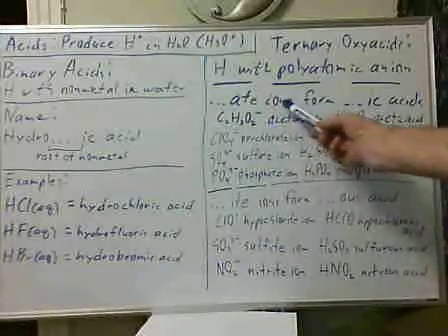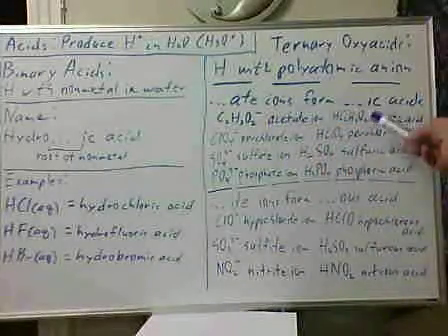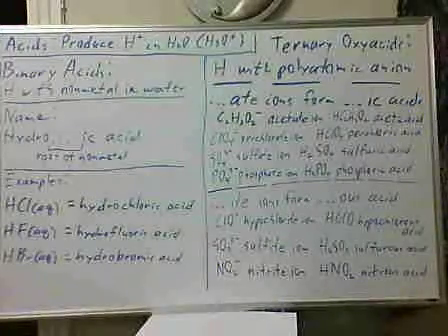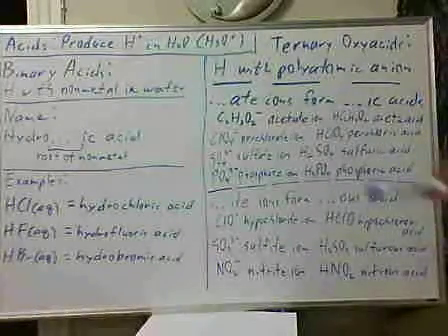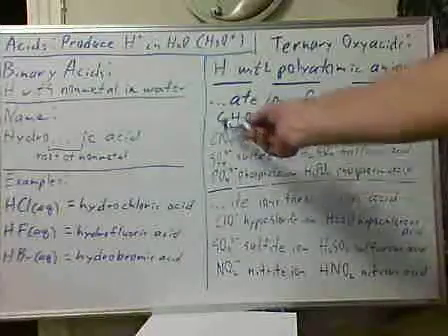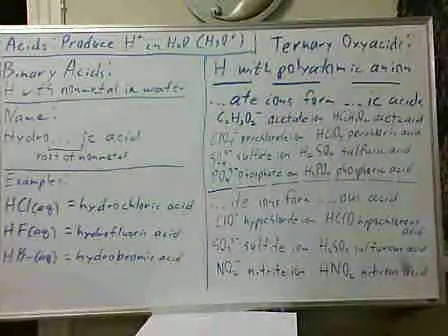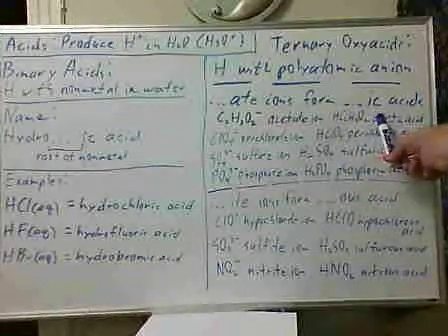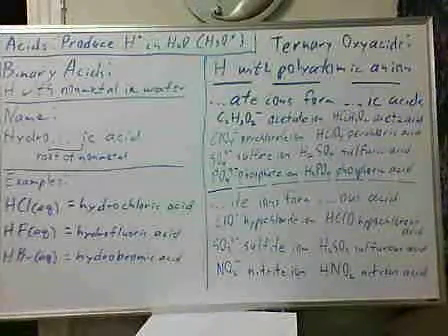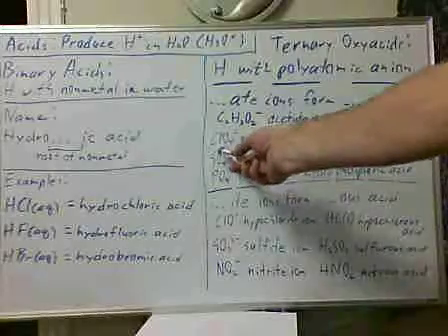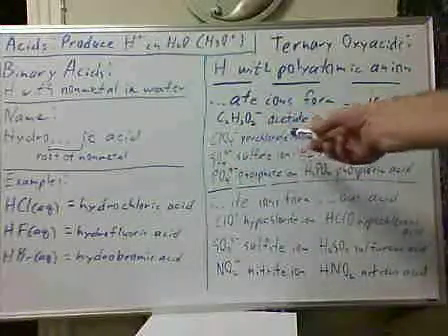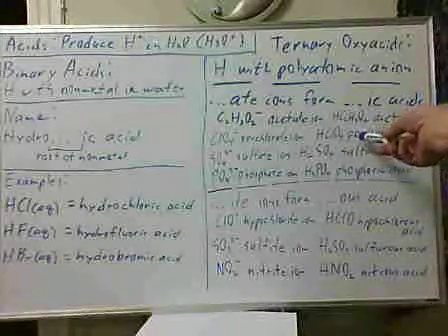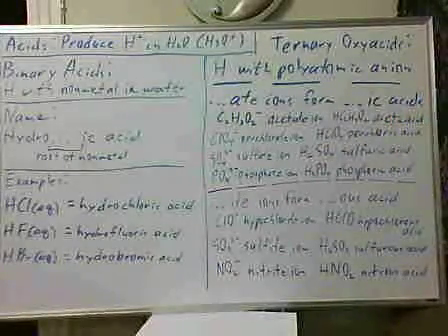So we're taking the root of the ion and changing the ending to an ic ending and throwing the word acid after it. So acetate ion, C2H3O2 with -1 charge, we add 1 hydrogen to neutralize the charge and it becomes acetic acid. ClO4- perchlorate ion, we add 1 hydrogen to neutralize the charge and it becomes perchloric acid.